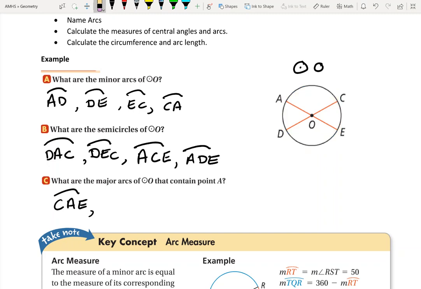Let's find another major arc that goes through A. How about arc DA around to E, or DAE. Let's find another major arc that passes through A. EAC, we have that one. I could do DAE, I did that one already. I think there's two more, but I think I'm going to leave that for you to do as an exercise.